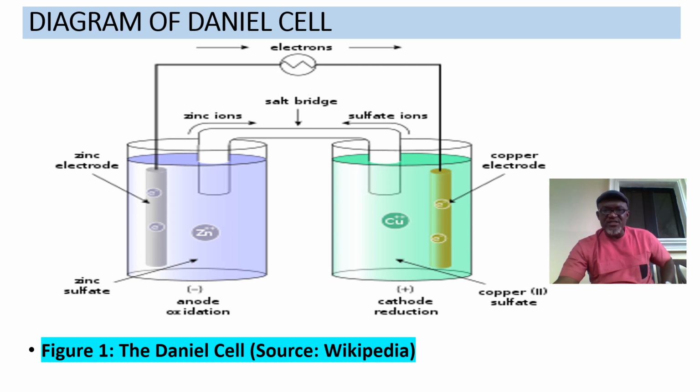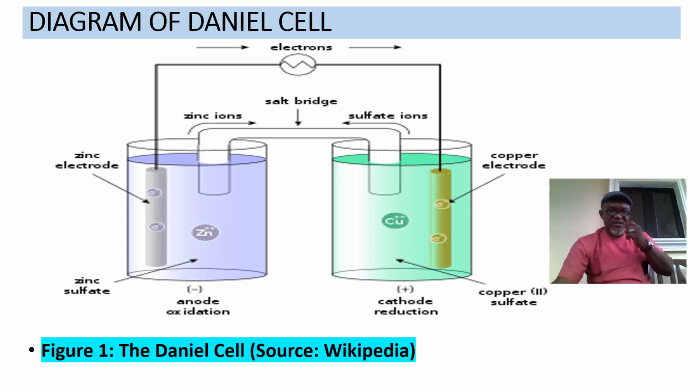Now, in order to maintain charge balance, remember that as the zinc metal is dissolving here, becoming Zn2+ by oxidation, there will be a kind of excess of zinc ions on the left-hand side.